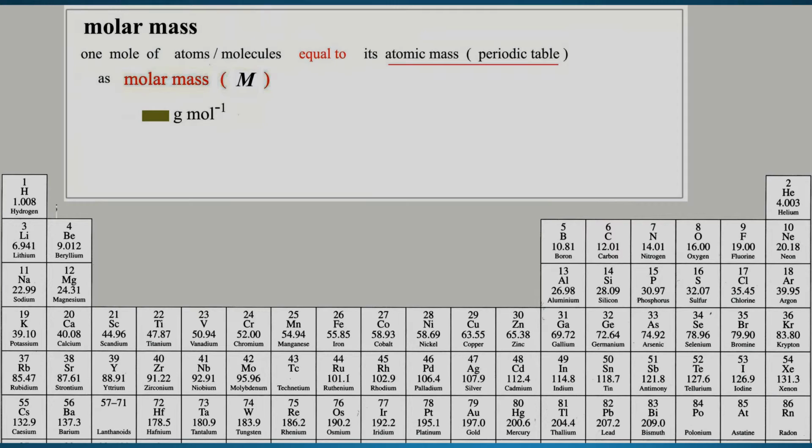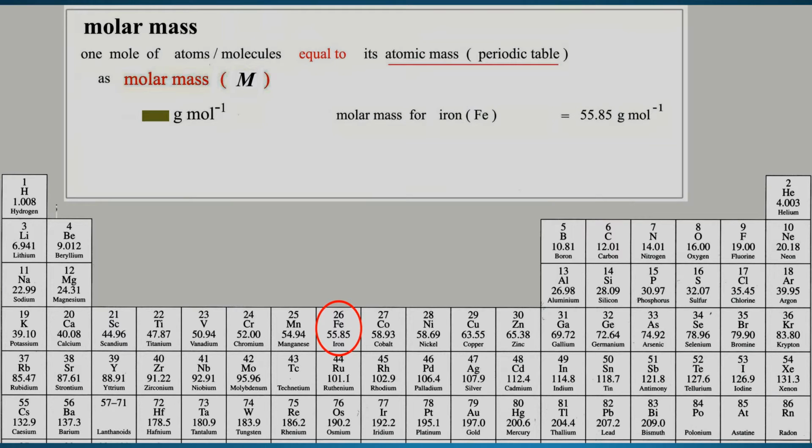We come to the molar mass. We know the rule now. 1 mole of an atom or particle, it will equal to the atomic mass of the periodic table. And now you convert it into the molar mass. So what is the molar mass of magnesium? 24.31 gram. What is the molar mass of sodium? 22.99 gram. So that's very easy to make conversion.